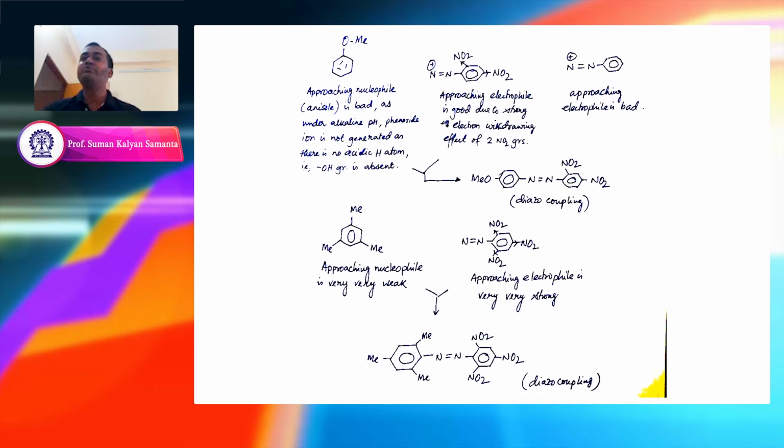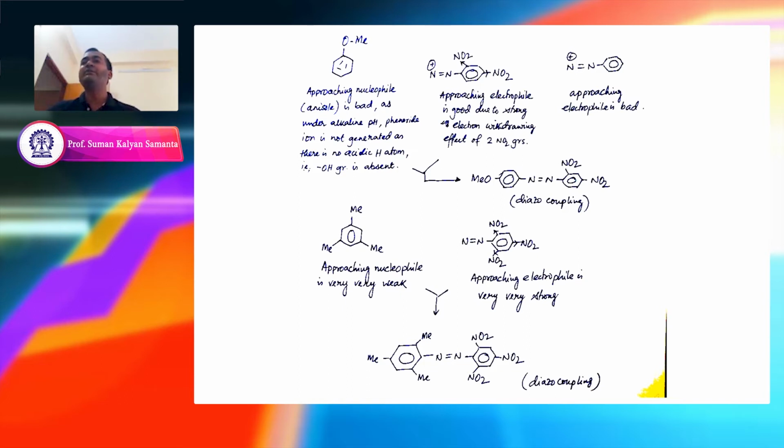But because you have 2,4,6-trinitrobenzene diazonium cation, there will be a positive charge on this nitrogen in this 2,4,6-trinitrobenzene diazonium salt. So this actually is a very strong electrophile because of these three nitro groups, and because of that both of them react to give this product. So you get the product from here.